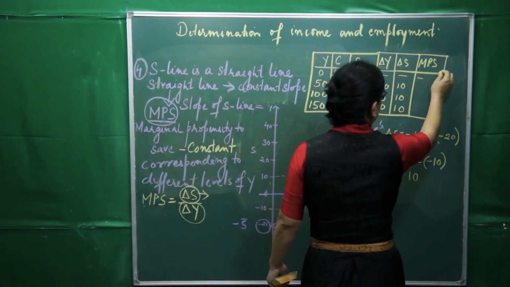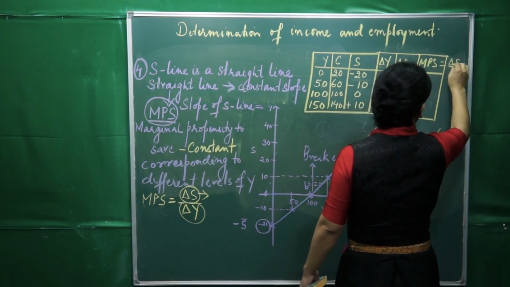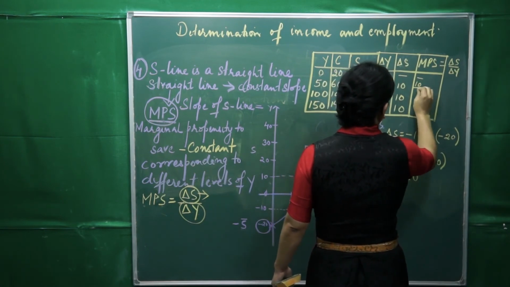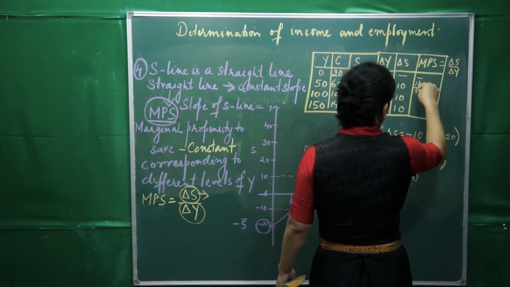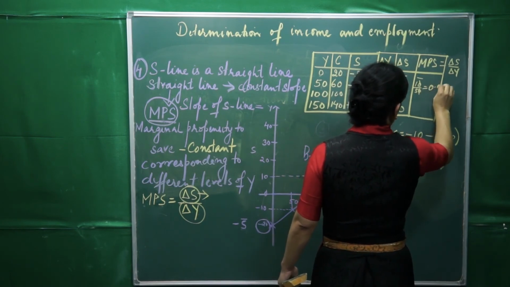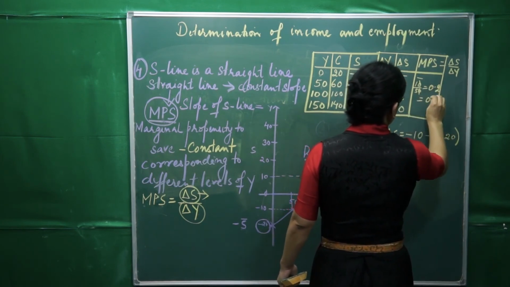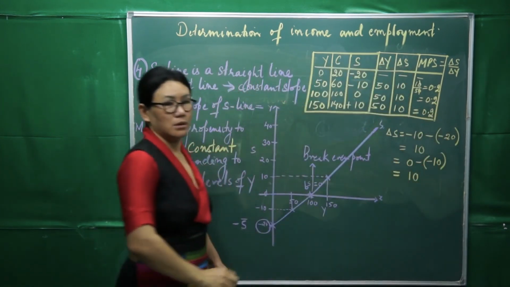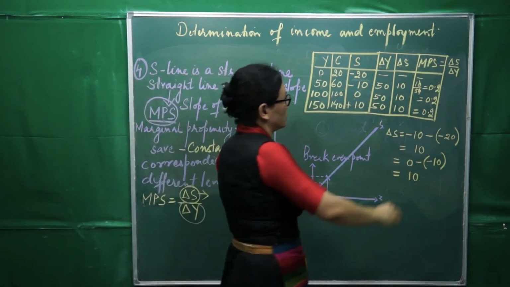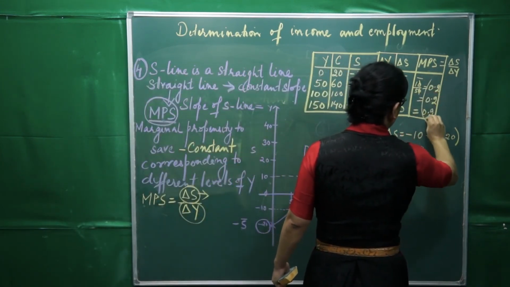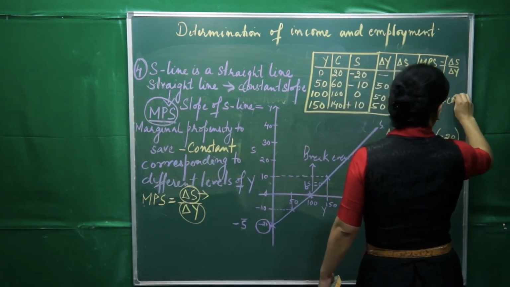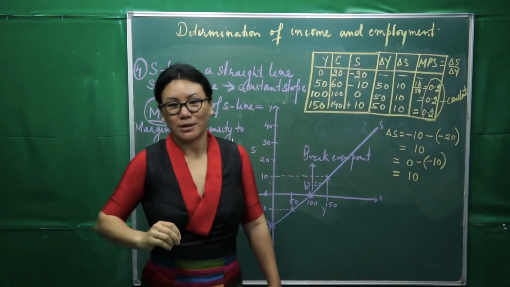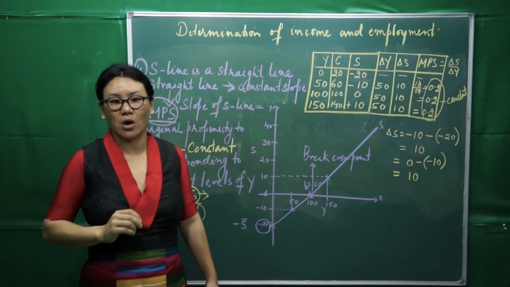Now MPS is change in S upon change in Y. So initially change in S is 10 upon 50, that is 0.2. The same will come here, 0.2, and 0.2. Now see here, what is happening to MPS here? It is constant.